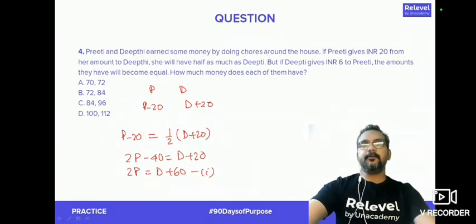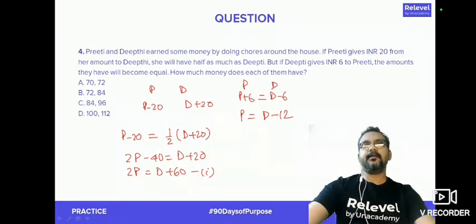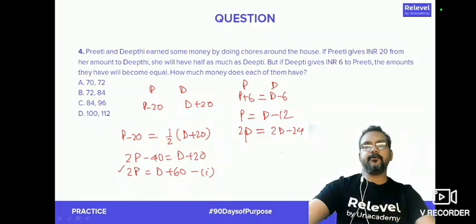Number 2. If Deepti gives 6 rupees to Preeti, so P will get P plus 6 and D will get D minus 6. The amounts will be equal. So if I equate them, I get P equal to D minus 12. If I plug in here, so 2P will be 2D minus 24, and hence from these two, 2D minus 24 equals D plus 60. So D is 84.